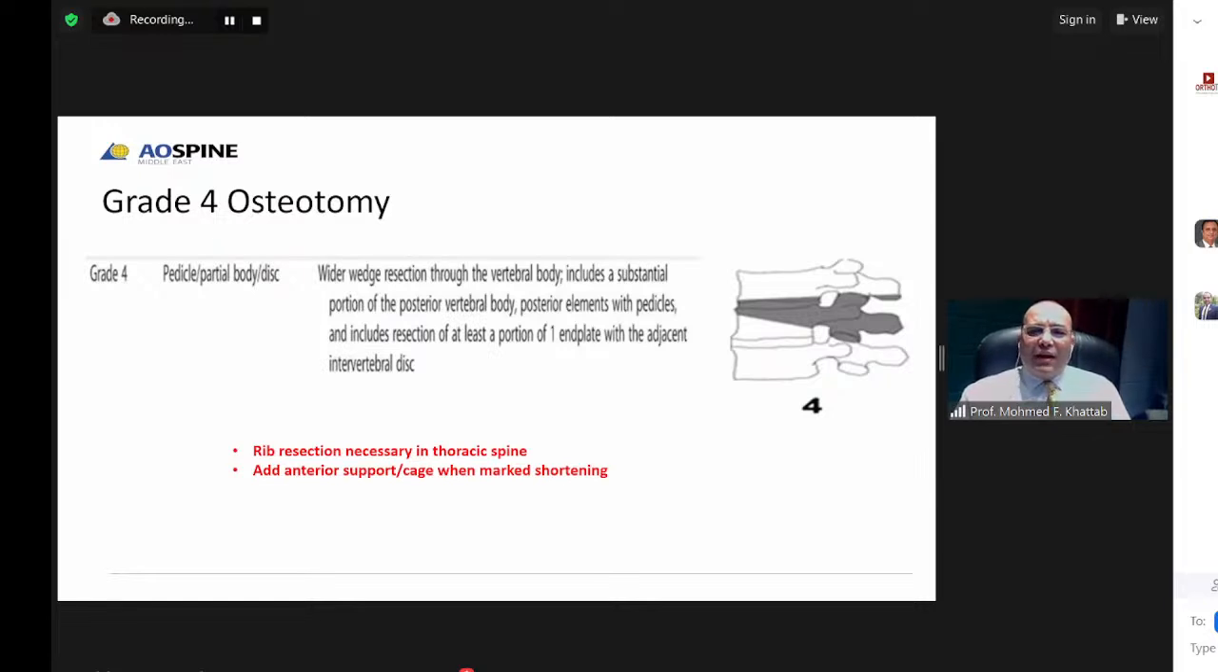And of course, in the dorsal spine, you may remove two or three rib heads to have a wider space. If you have an anterior gap, you may need a cage to be applied in the extended pedicle subtraction osteotomy.